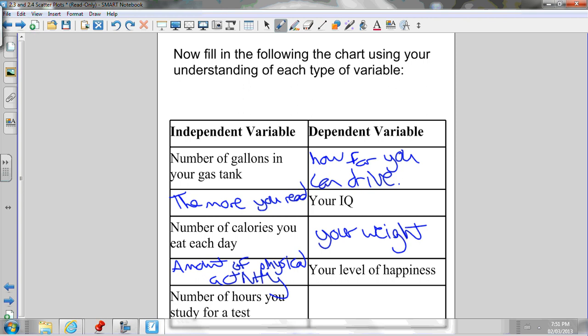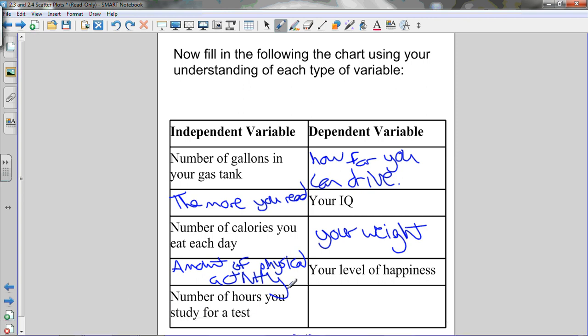Let's do one last example. The number of hours you study for a test, if that's the independent variable, what could that affect? What could depend on the number of hours you study for a test? And just like the previous example, I'm going to put your test score here, just to drive that point home to you guys. Your test score depends on the number of hours you study for a test.